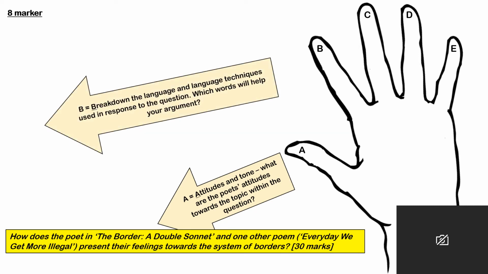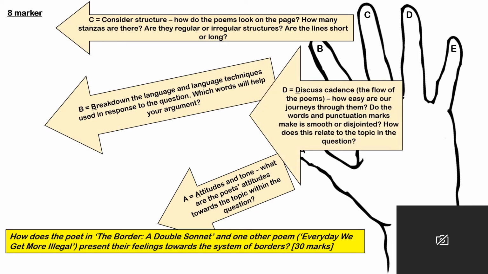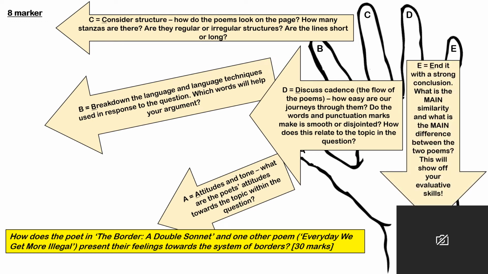So I would break it down into A, B, C, D, E on my high five. Each of my fingers and my thumb represents a different letter, as you can see on the image there. So A, I would be thinking about attitudes and tone. What are the poet's attitudes towards the topic within the question? B, break down the language and language techniques used in response to the question. Which words will help your argument?